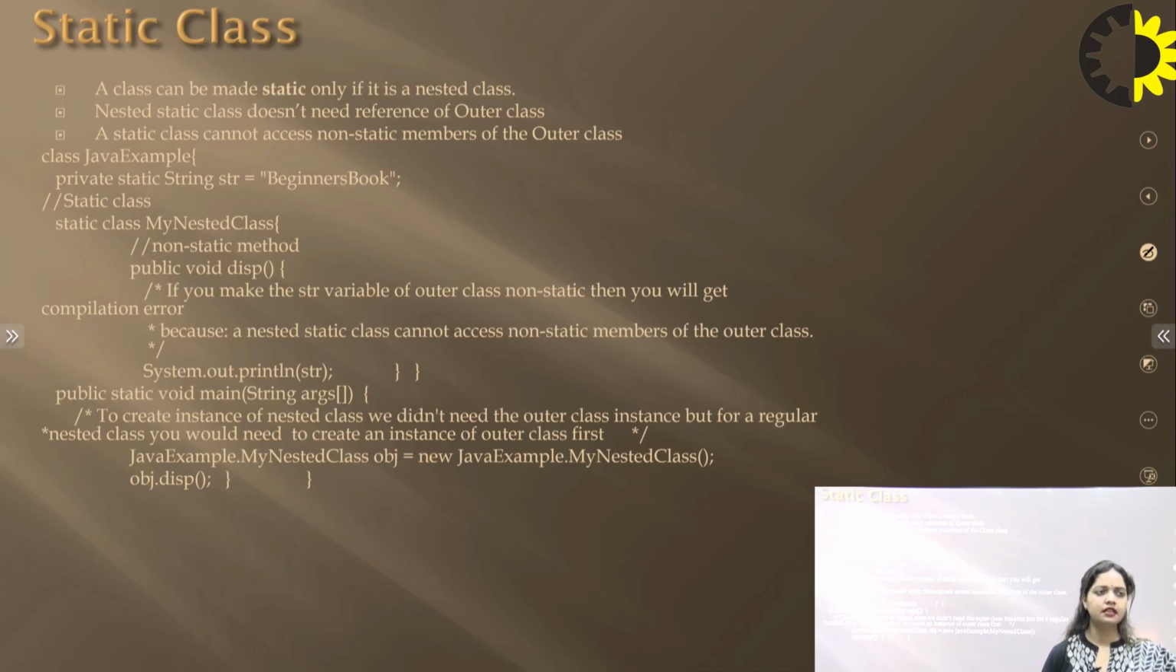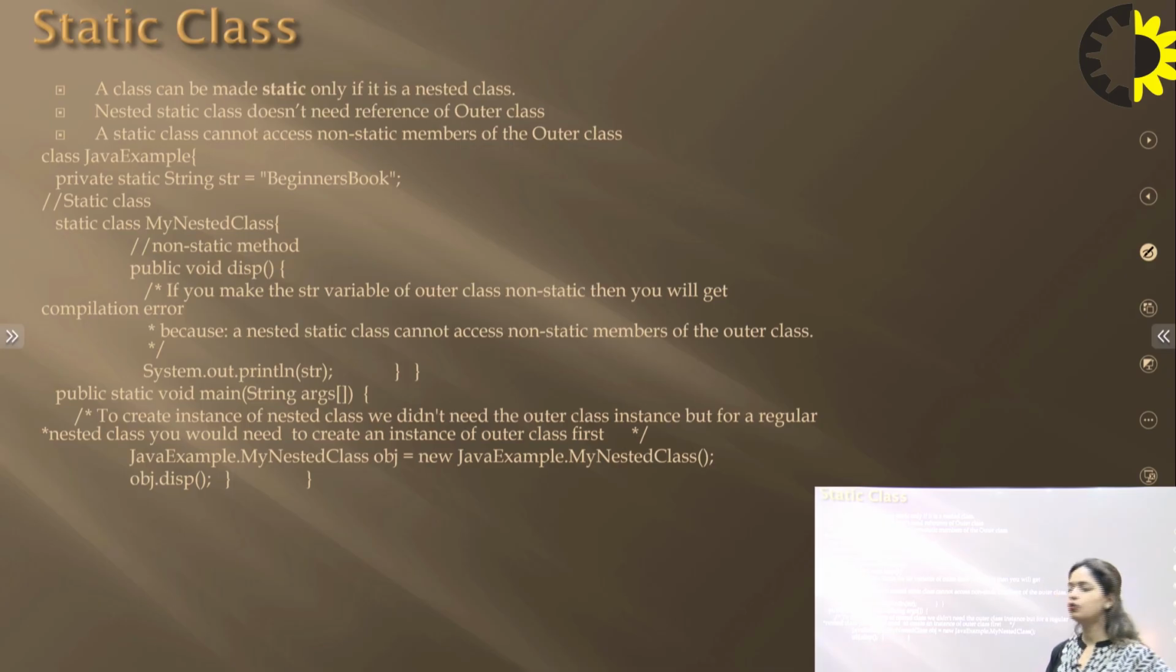The second foundation is that the nested static class does not need a reference of the outer class. Means whenever we want to run that inner class which we declared as static in nature, we do not need any object of the outer class for it to be executed. Third, a static class cannot access non-static members of the outer class. Means the class which is static in nature and inside the outer class cannot access the non-static members, like a normal variable cannot be accessed by a static class. It can access only the static variable, static function, or static block of the outer class. So these are the three foundations to make a class static in nature.